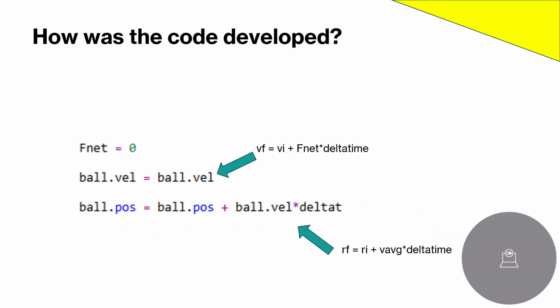We're also going to have the net force equal 0, and we'll see later why. And we're going to have the final velocity equal initial velocity because the F net part of the equation is going to equal 0, so it can just be cancelled out.